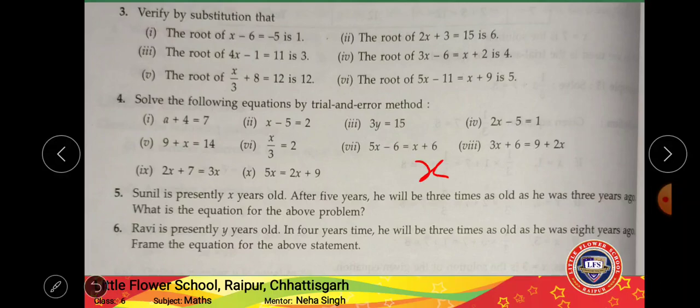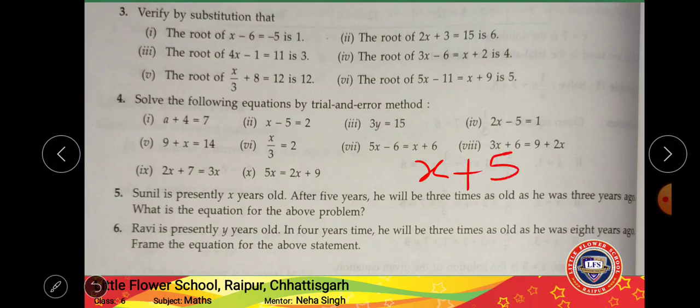After 5 years means we'll add plus 5. Take an example. Suppose now you are 10 years old. After 5 years, what will be your age? 10 plus 5, obviously, is 15. So your age after 5 years will be 5 more than the present age. Similarly, the present age of Sunil is x, so after 5 years, it will be x plus 5.